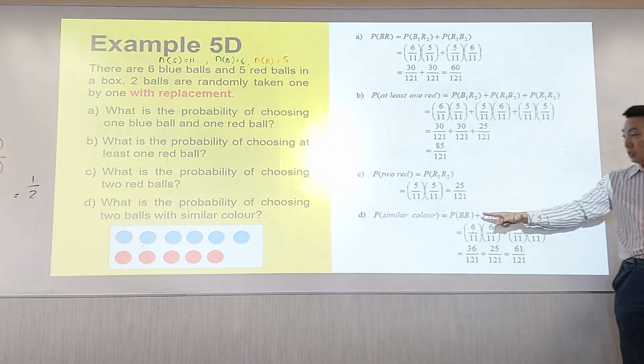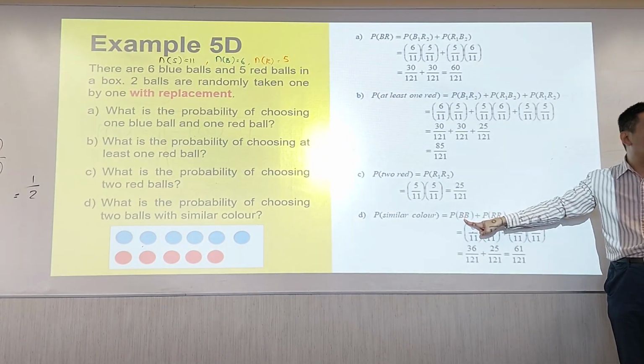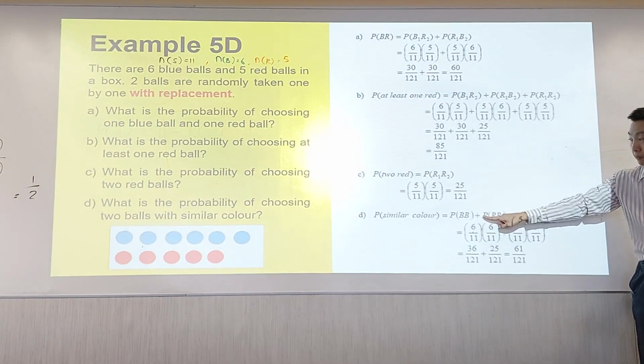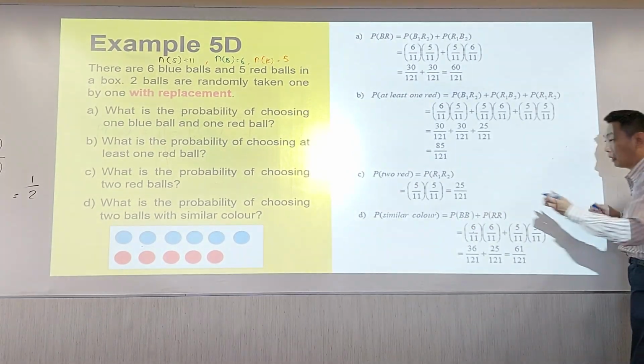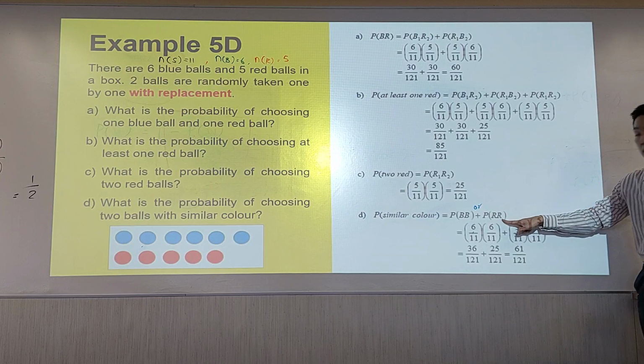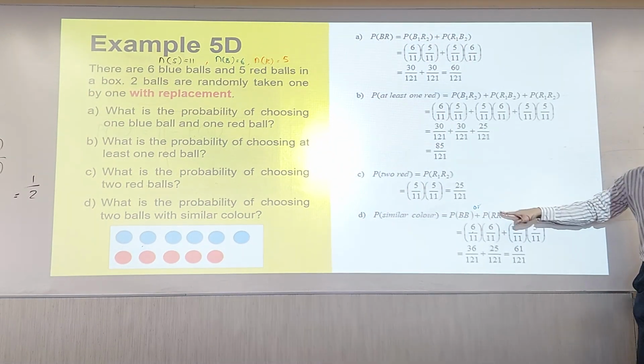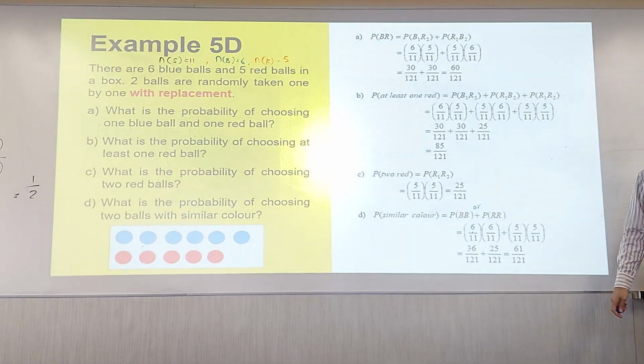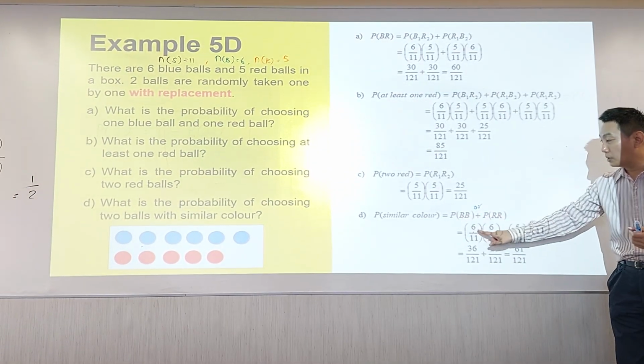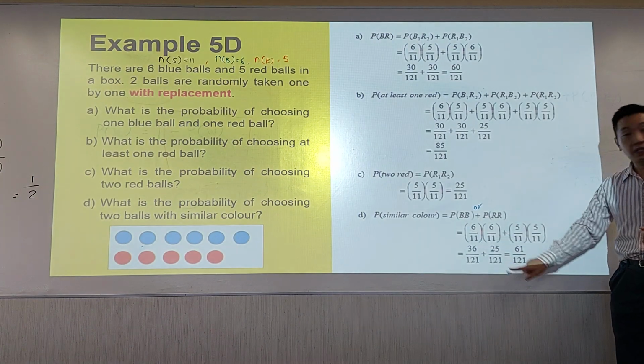It can be both balls are blue color, right? Or, that means we use plus, or both balls are red color. This or this happens. Okay. So what is the probability of choosing the first ball blue? 6/11, right?